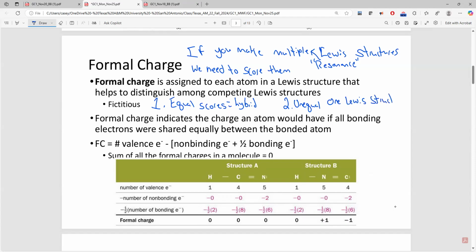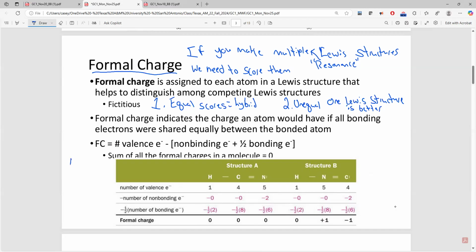And we're going to do examples of this, and I'm going to tell you about the scoring system. I just want to lay that groundwork, all right? So when I'm making multiple resonance structures, I need to assign them a score. If they have equal scores, I will combine them into a hybrid. If they don't have equal scores, I just pick one and say, you're the real one. So what is this scoring thing? Well, that's the title of our slide, formal charge, right?